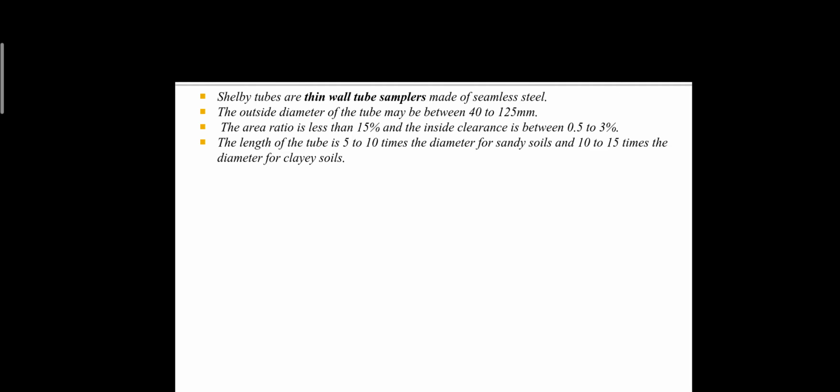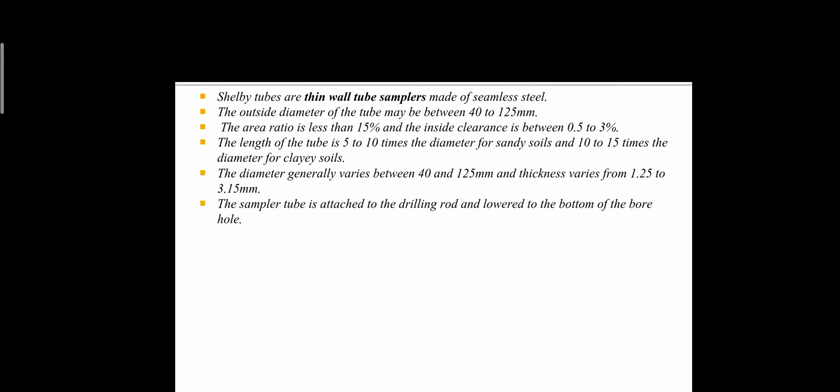And the length of the tube is 5 to 10 times the diameter. There are two lengths available in a Shelby tube. For sandy soil, you can use the smallest length to diameter ratio sampler, and for clay samples you can use 10 to 15 times the diameter sampler. That is, length is equal to 10 into dia or 15 into dia. That is the formula. For different soils, we have different lengths of sampler, and the inner diameter, as I said earlier.